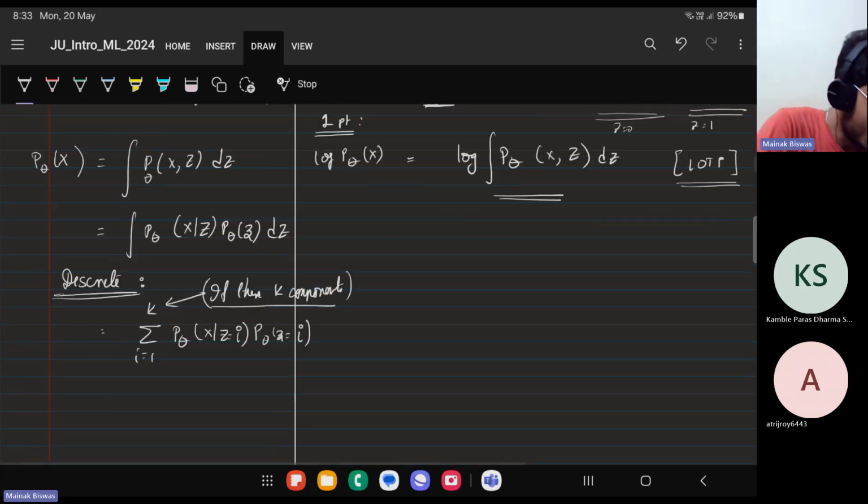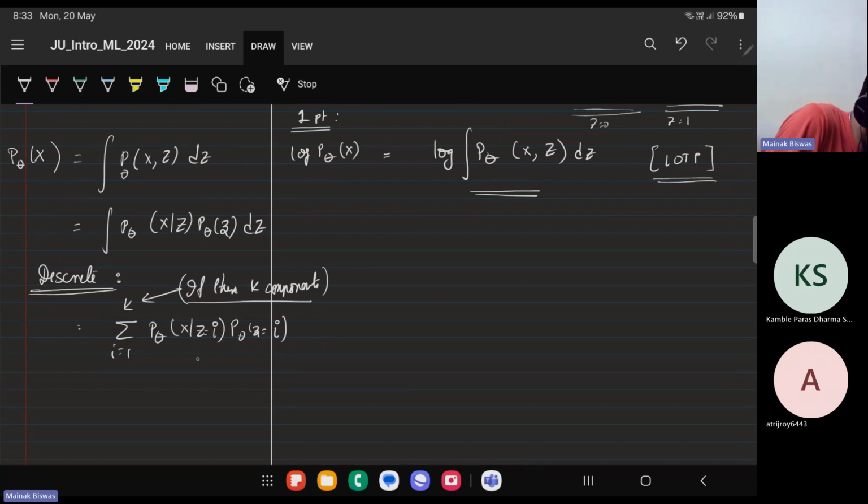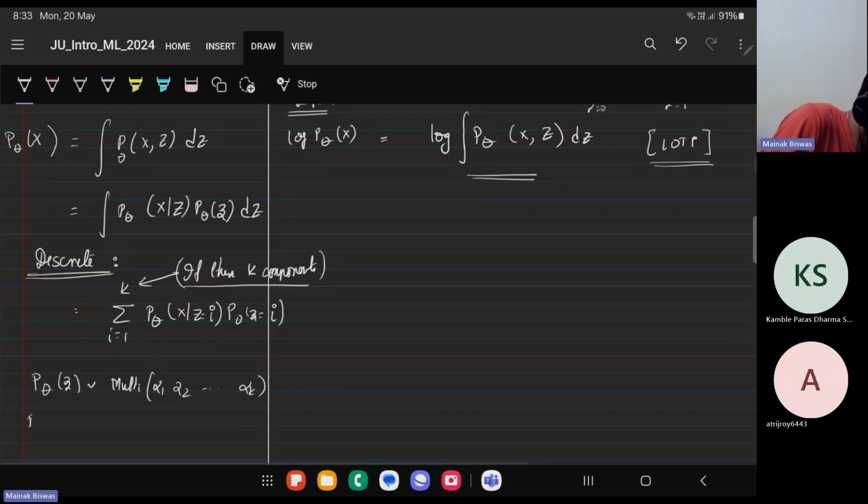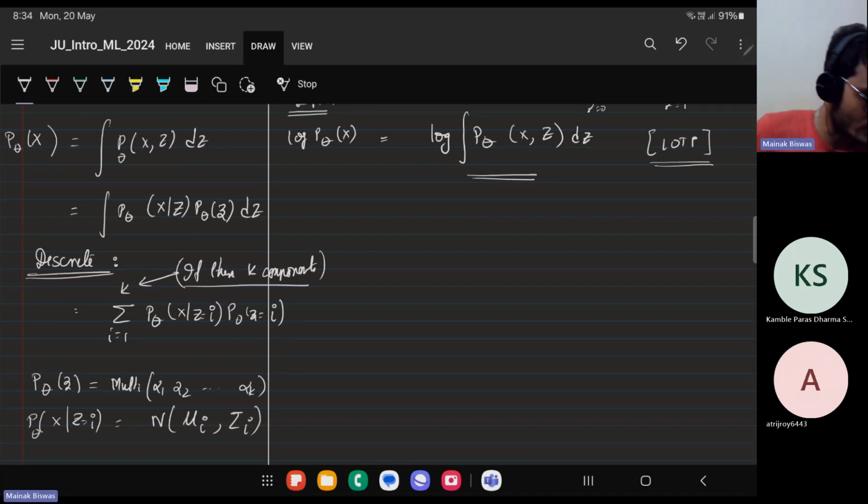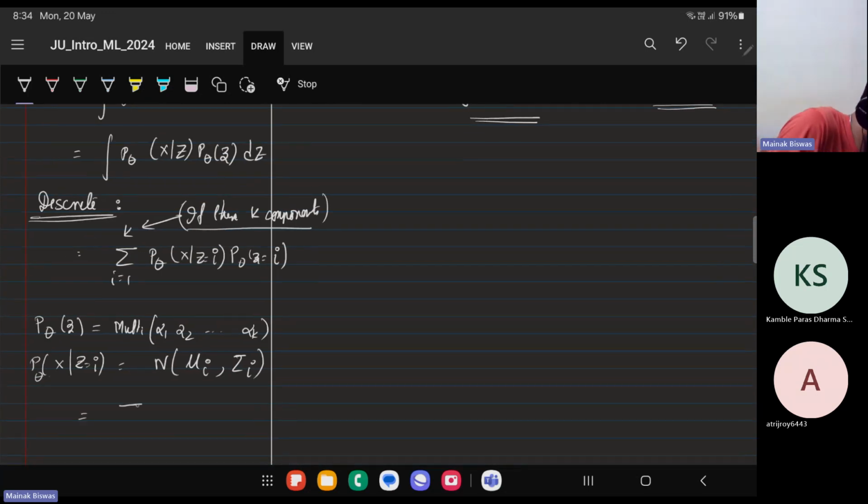Yes. So now you see I have all these models with me. If I say that p theta of z is some multinomial distribution, multinomial alpha 1, alpha 2, alpha k, and p theta of x given z equal to i is some normal mu i, sigma i distribution, just for example, then this is called a GMM.